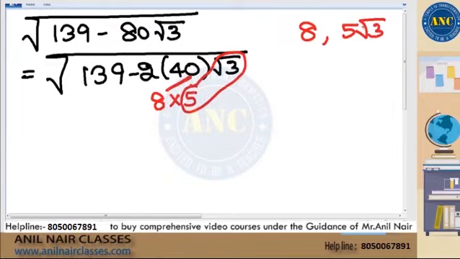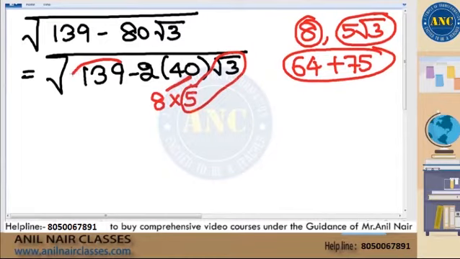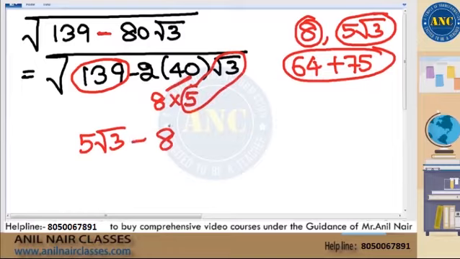If I square it, 8 square is 64 and 5 root 3 whole square is 25 into 3, which is 75. 64 plus 75 is giving me the first term 139. That means A value is 8, B value is 5 root 3, or A value is 5 root 3, B value is 8. Because there is minus, write down minus. This should be the answer. Answer should be 5 root 3 minus 8.